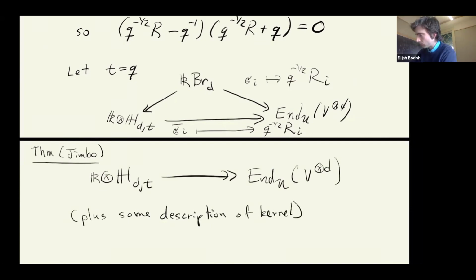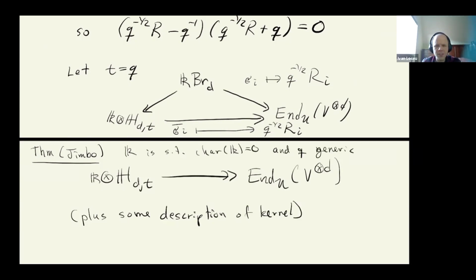And you just need to put in the assumption that q is not a root of unity, at least not a root of unity of sufficiently small order. So still K is such that the characteristic of K is 0 and q is generic. Well, that's actually not important, the characteristic. What's important is that q is not a root of unity up to order n. Okay.